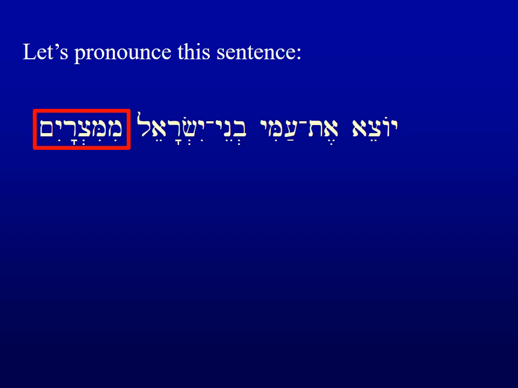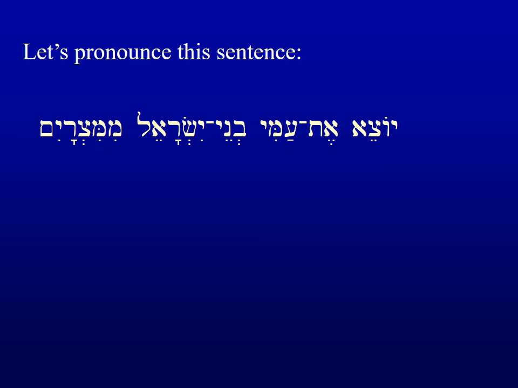Finally, we come to this rather long word. This word is a mem followed by a hirek, and then another mem followed by another hirek, a tsere followed by a silent schwa, a resh followed by a kamatz, a yod followed by a hirek, and then a final mem. So mi mitzrayim.